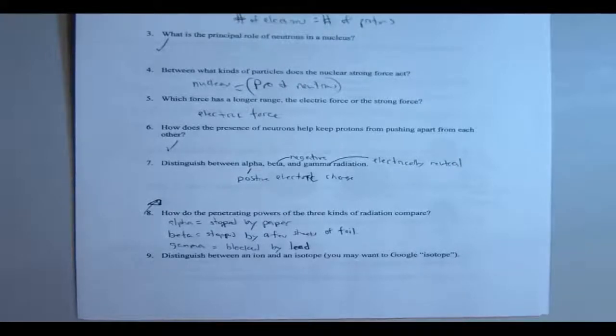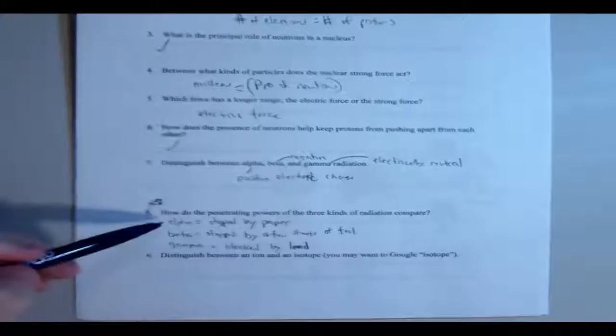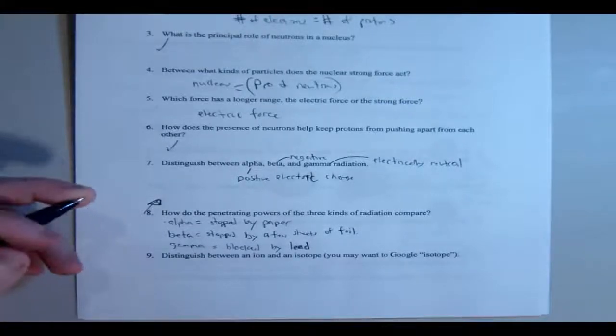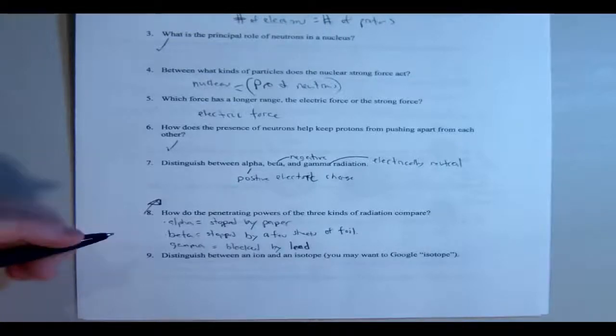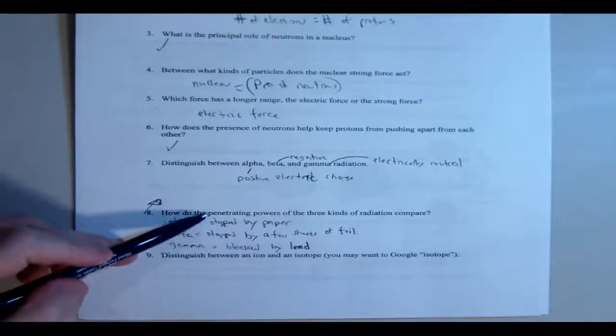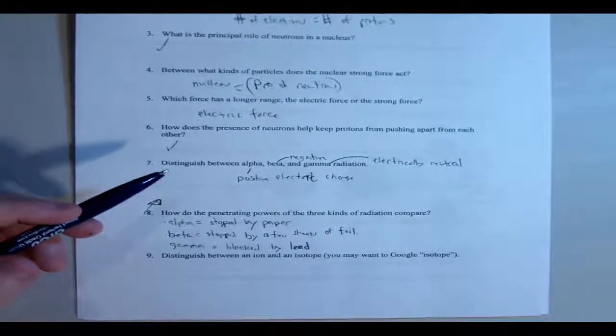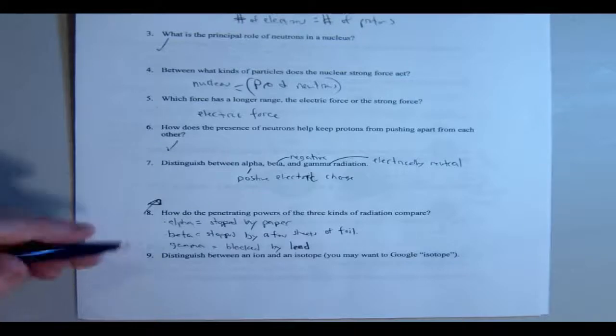You will get incinerated. Alright, so again, alpha is blocked by paper. Beta is blocked by a few sheets of foil, so just something enough to block it. And then gamma has a lot of penetrating power, so you'd have to be behind something super dense and thick like lead, right?